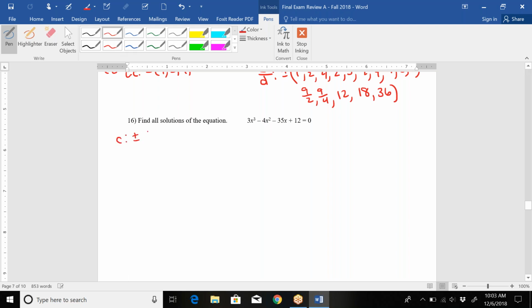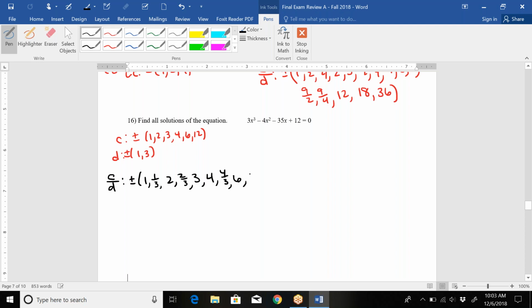So C is plus or minus 1, 2, 3, 4, 6, and 12. D is 3, so that's the leading coefficient, so that is plus or minus 1 and 3. So our list would be all possible C's over D's, which is plus or minus 1, 1/3, 2, 2/3, 3, 3 over 3 is 1, 4, 4/3, 6, 6 over 3 is 2, 12, and 12 over 3 is 4. So this is our list, a little bit smaller than the last one.